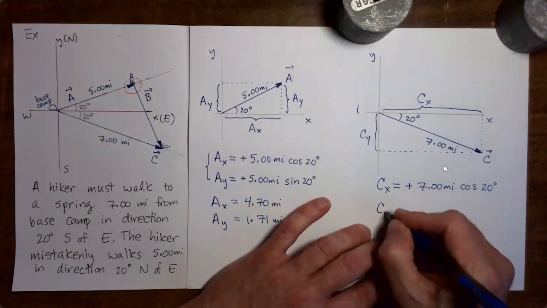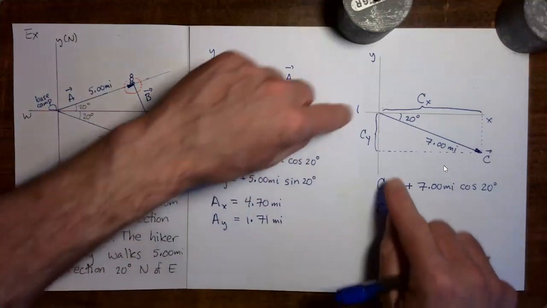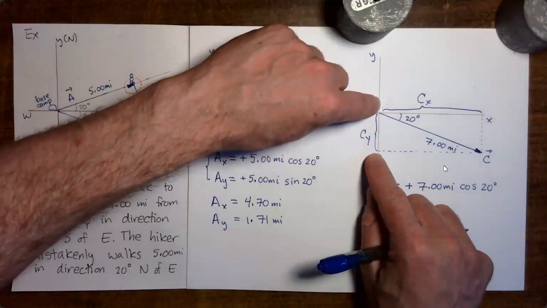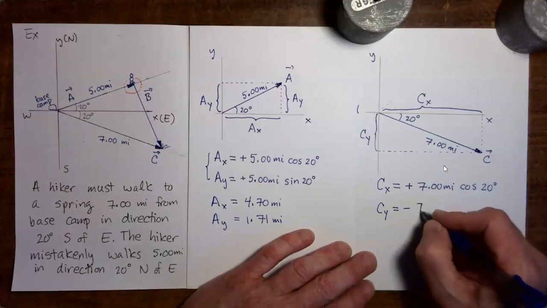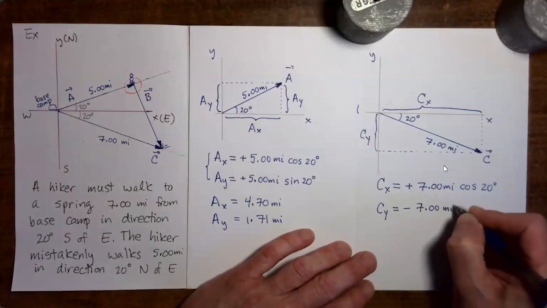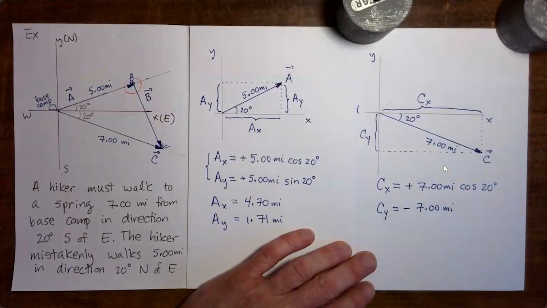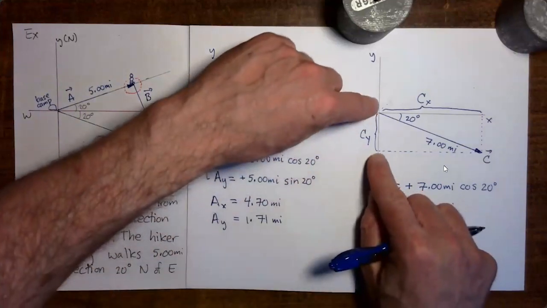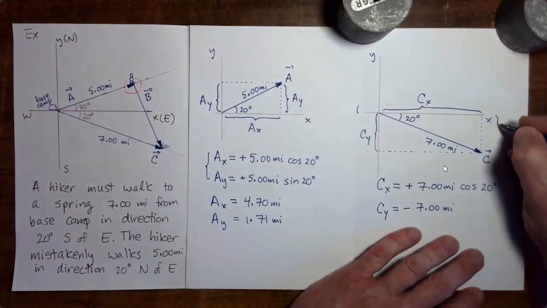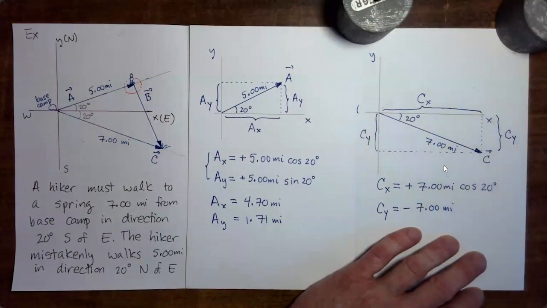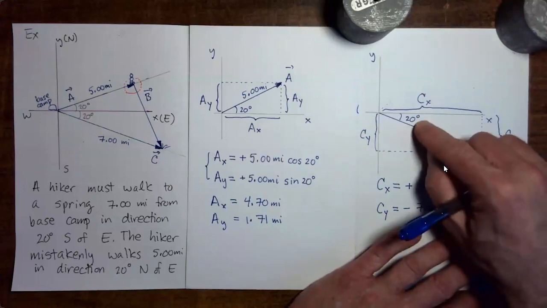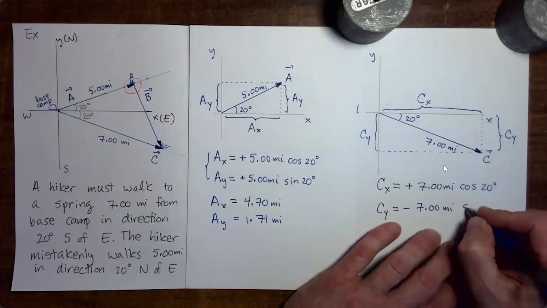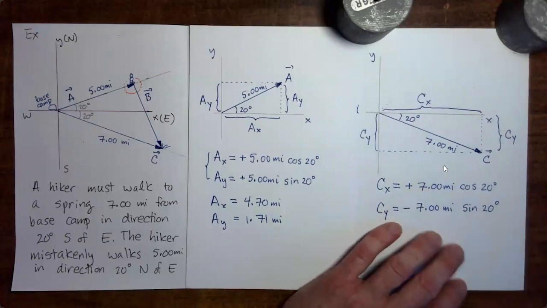Okay, now as for c sub y, you can see that c sub y lies along the minus y direction. So I'm going to put a minus sign, and then 7 miles. Now, as for the sine or cosine, if this is c sub y here, I can say that this segment over here is also c sub y. So here you can see c sub y lying opposite the 20-degree angle. So I'm going to put in sine 20.